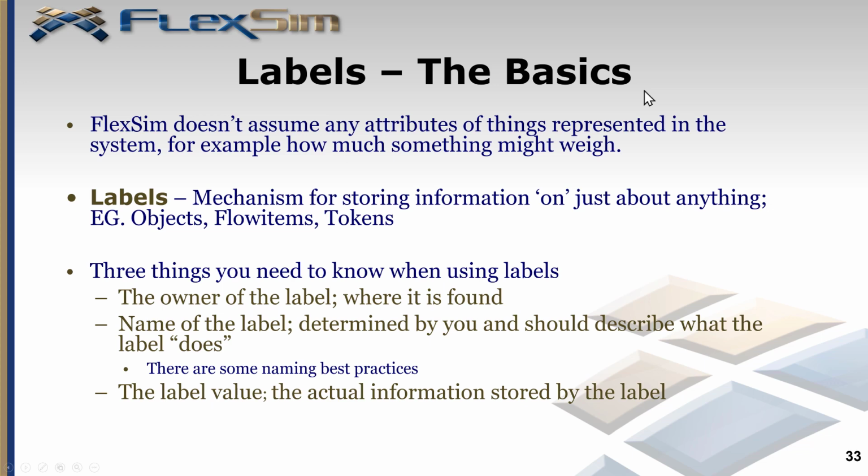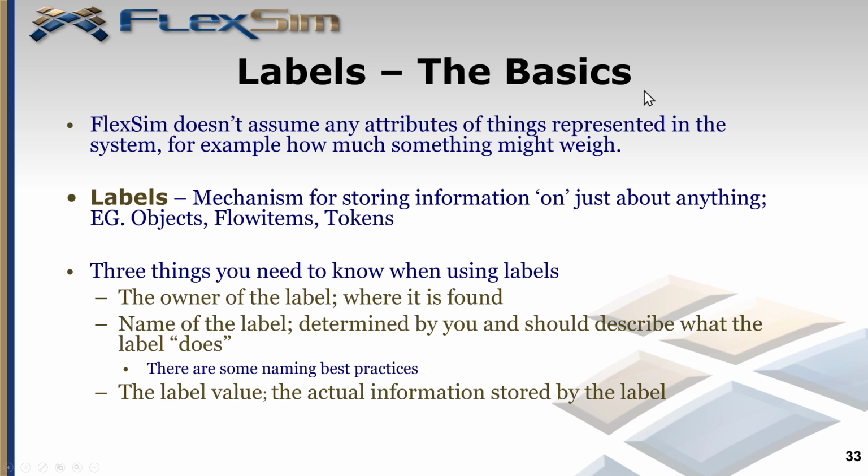Okay, let's talk about labels. Flexsim doesn't assume any attributes of things represented in the system, so it's up to us as modelers to assign those attributes we need to track data or make decisions based on that data. For example, how much something might weigh could be a label. What is the SKU of the item? Was this part reworked or not?